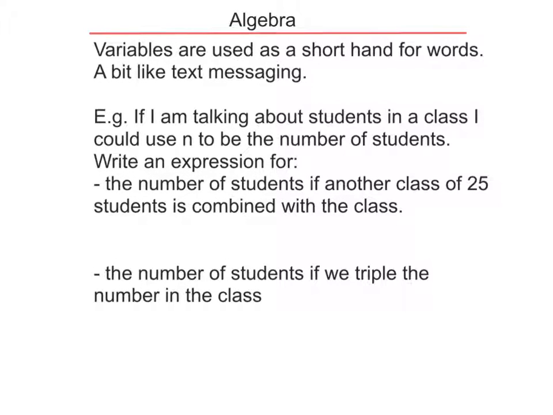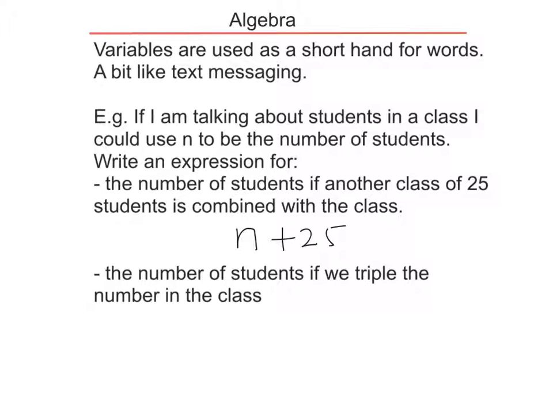In the next example, it's the number of students if another class of 25 students is combined with the class. So we're going to have the n that we started off with, the number in our original class, plus another 25. Because when you combine things, you add them together.